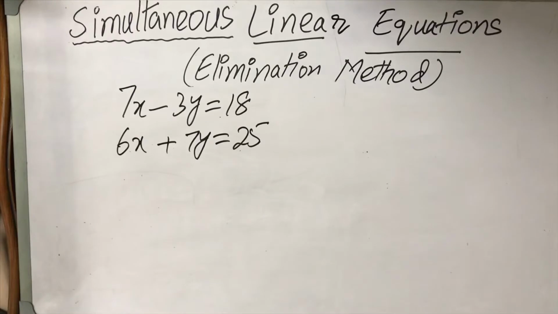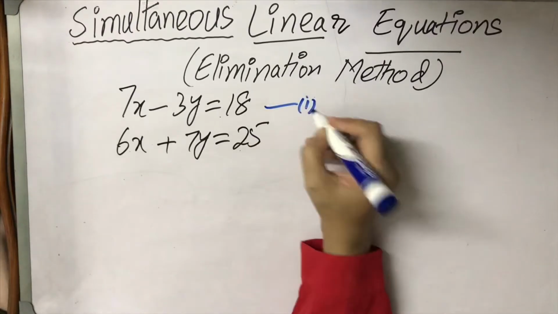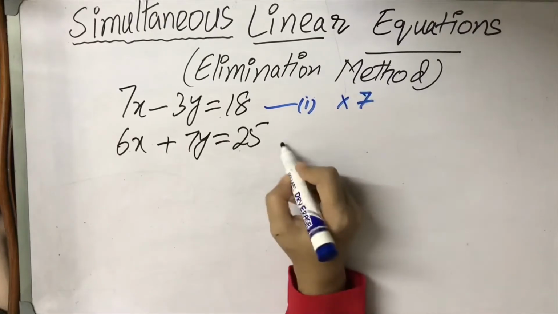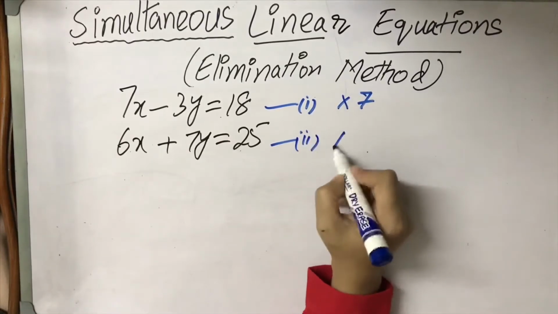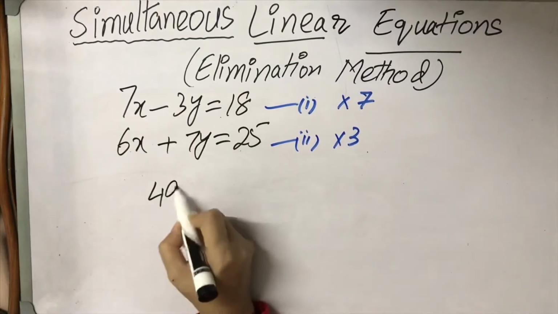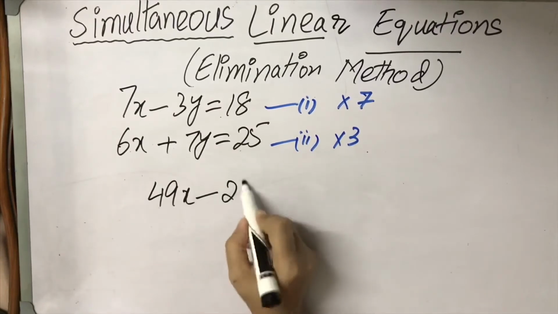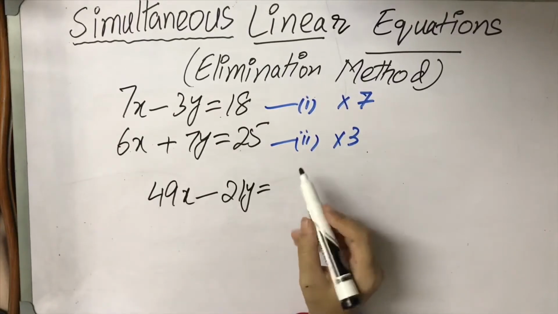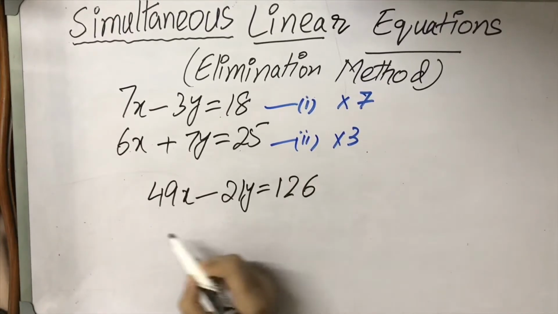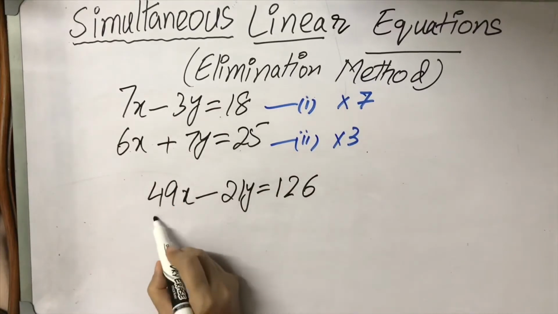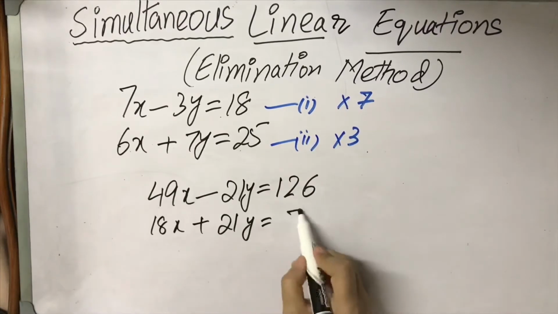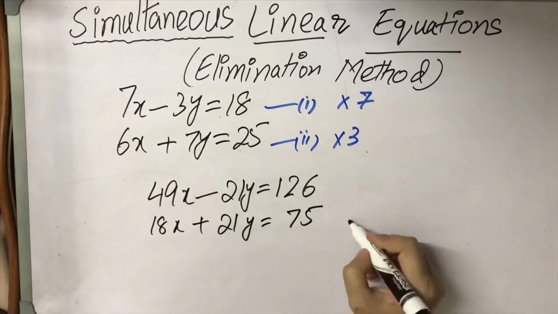Okay, I am going to make the coefficient of y the same. Multiply the first equation with 7 and the second equation with 3. I will have 7 7s are 49x minus 7 3s are 21y, 18 7s are 126. And now this equation with 3 6s are 18x plus 7 3s are 21y, 25 3s are 75. We can easily add them.